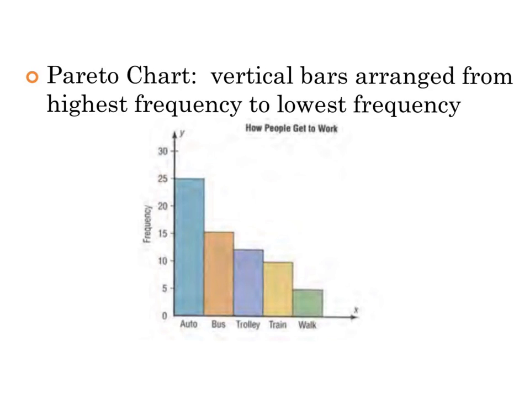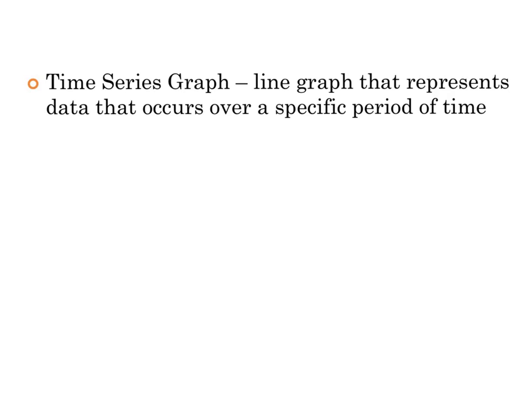Okay. Another way is a time series graph. Now, here's the thing with that. It's a line graph, so we're getting away from bar graphs. Now it's a line graph, which means it's a bunch of points connected by lines. But it's very specific that whatever's happening, whatever we're counting, is occurring over time. And so our x-axis is going to be time. Okay? And here's an example of what that's going to look like.